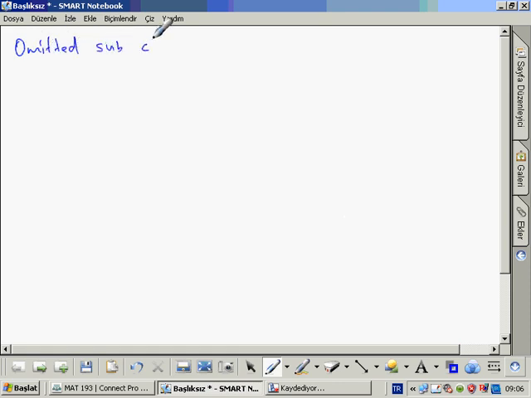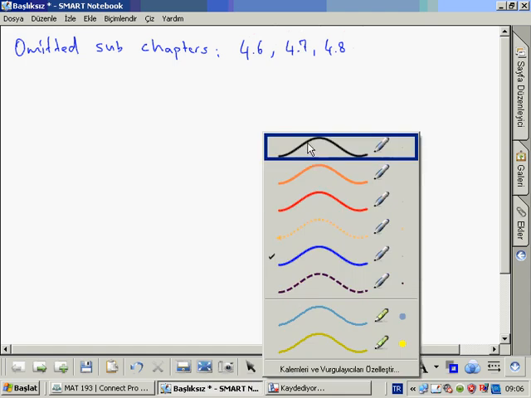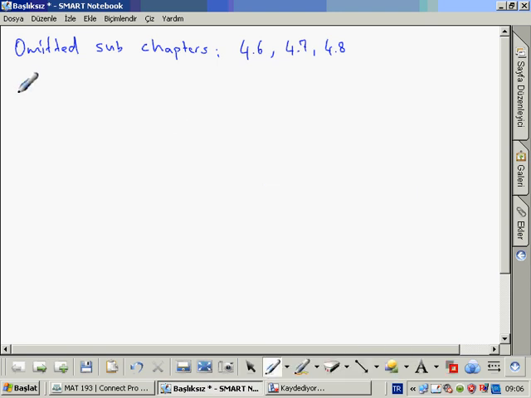Omitted subchapters 4.6, 4.7 and 4.8. These chapters are omitted. So I'll start now from 4.9, which is the indeterminate forms.